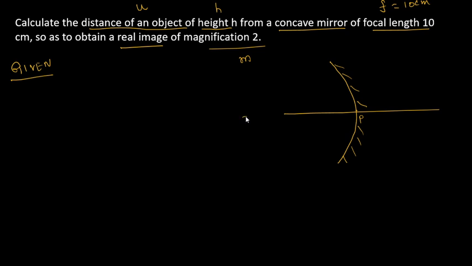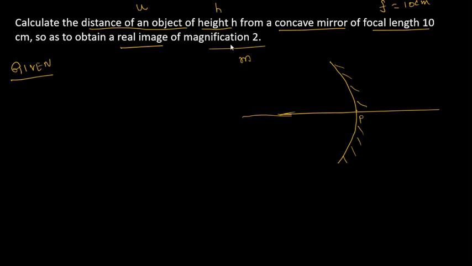Usually, according to Cartesian convention, the object distance is represented as a negative one, that is, it is kept in front of the mirror. So u should be negative. And height, suppose if it is erect along the positive y axis, then it is positive. If it is below the x axis, that is along minus y, it means it is minus.